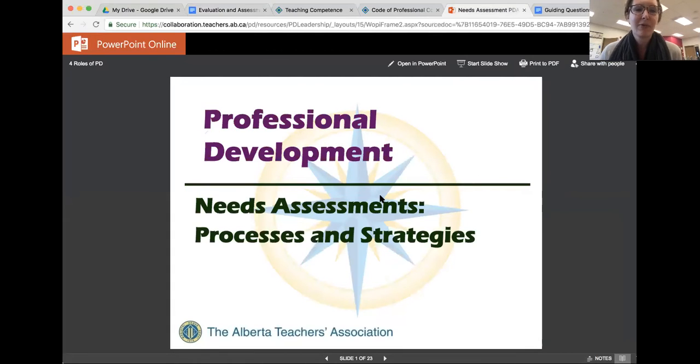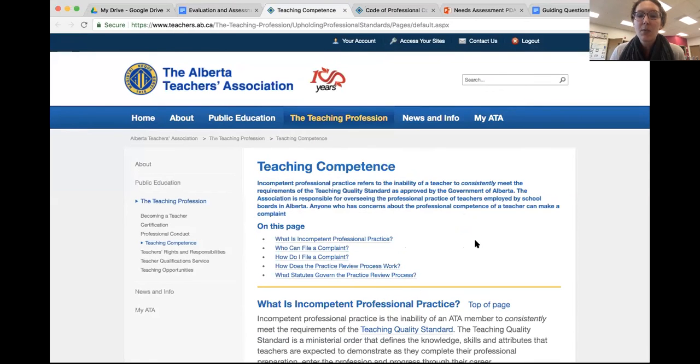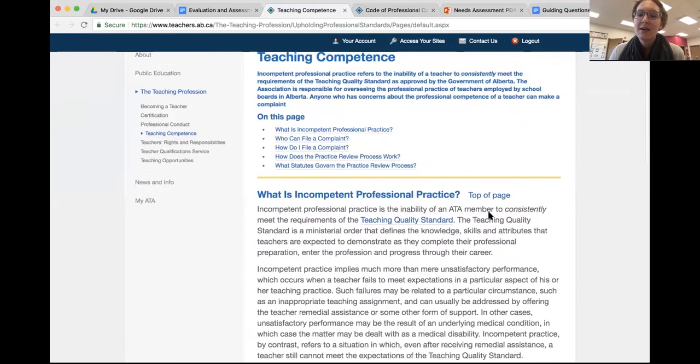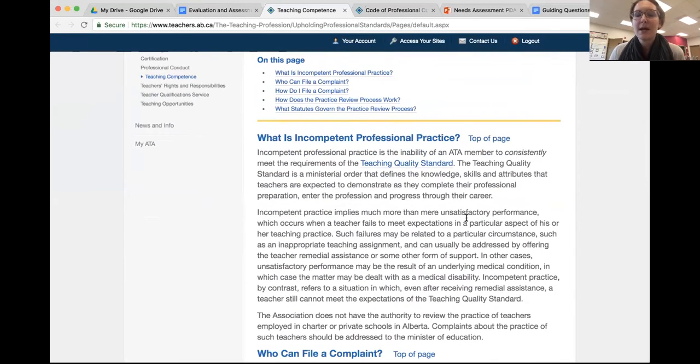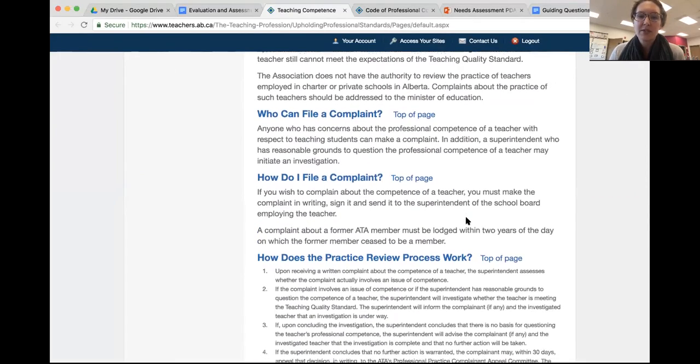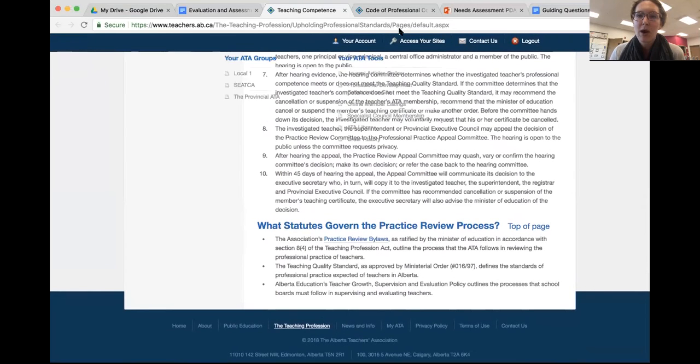This I really found great for professional development, needs assessment, and processing strategies. It's got a lot of great tips for beginning administrators on how to move your staff forward in ways that follow our code of conduct and what we professionally need to do. And it deals with beginning, middle, and end of career teachers. As well, we've got our teaching competencies. And this large section right here, what's incompetent professional practice, it goes through and it links to the teaching quality standard, which is obviously not the new one, but I'm thinking that they'll update that. And then it just talks about the different ways for complaint and the review processes and why you have to do it.